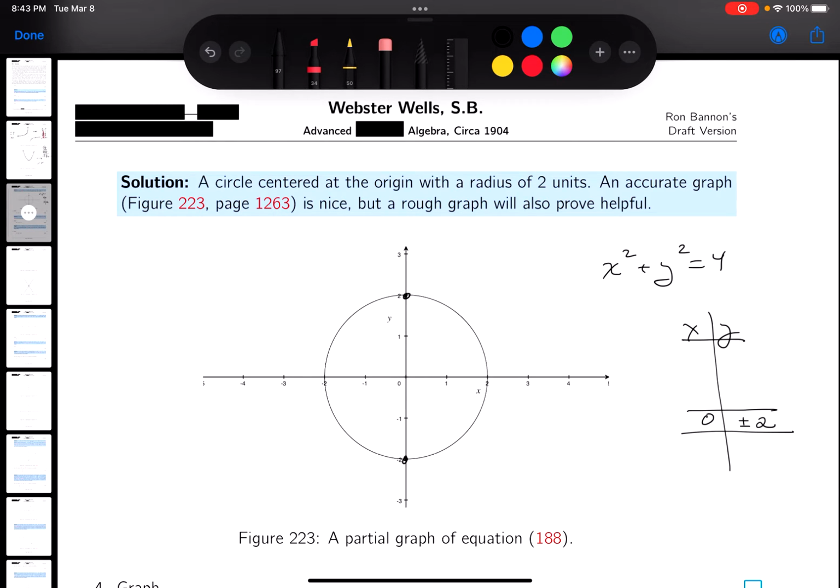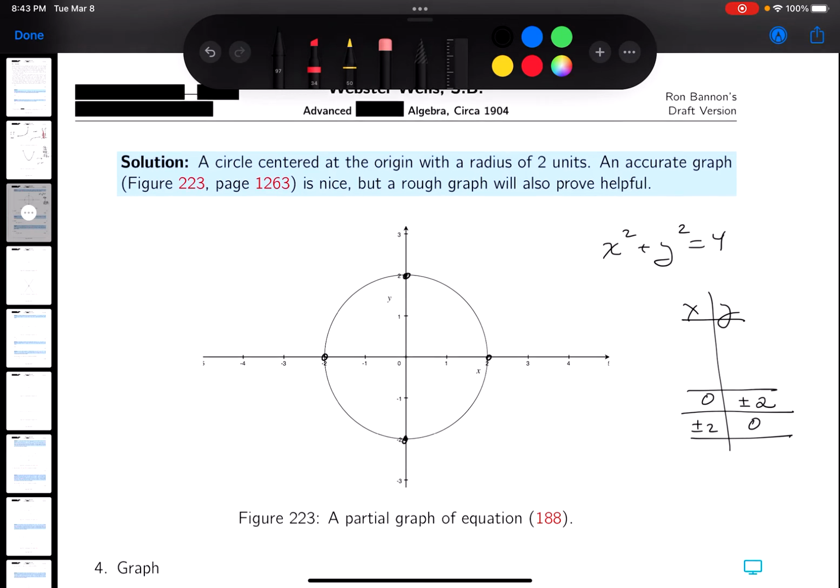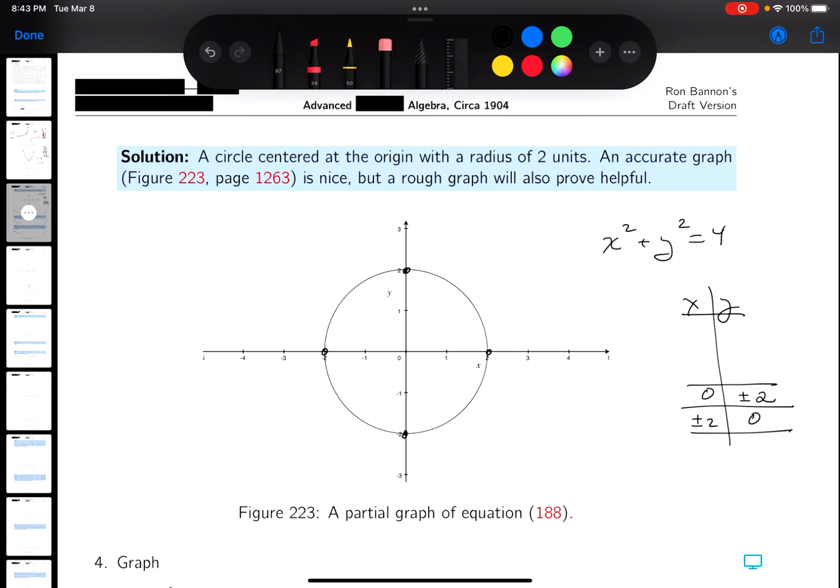Now someone says, what's another easy value to pick? I would say pick 0 for y. What do you get there? Plus or minus 2. Now I've got to be honest with you, this is probably the limit of what most people consider to be the easy points. But what I want to claim is that you could take other points if you want to.